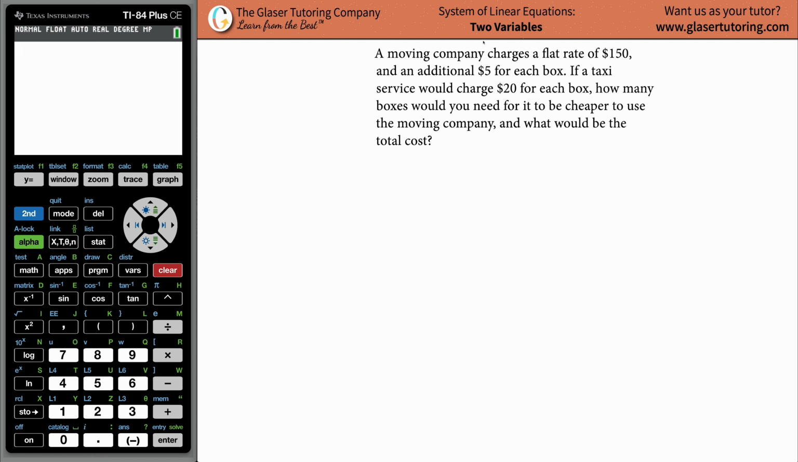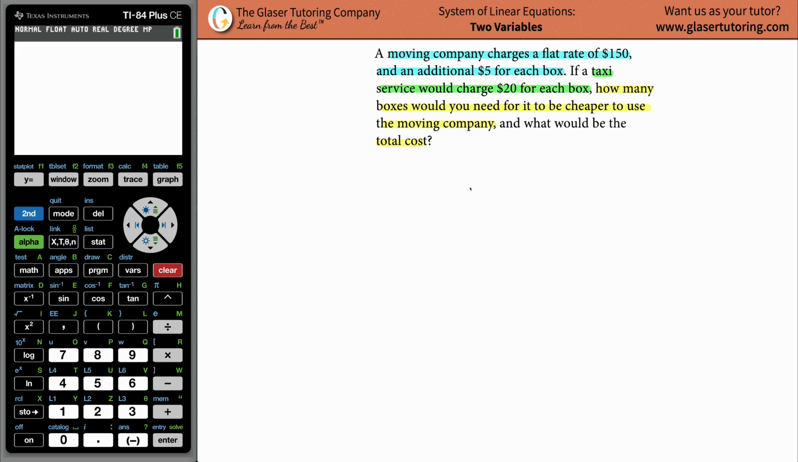Now in this case, we have a moving company. Somebody's moving, right? So we got a moving company that charges a flat rate of $150 and an additional $5 for each box. Then we have a taxi service that can do the same thing. So you're either going to use a moving company or you're going to use a taxi service. And the taxi service is going to charge you $20 for each box to move your stuff. And the question is, how many boxes would you need for it to be cheaper to use the moving company over the taxi service, and what would be that total cost?